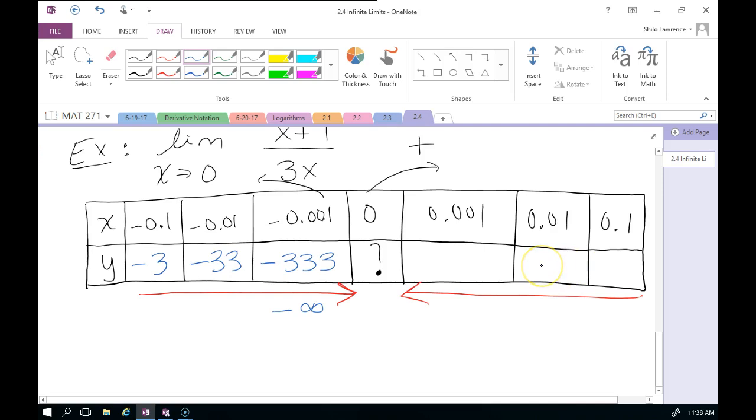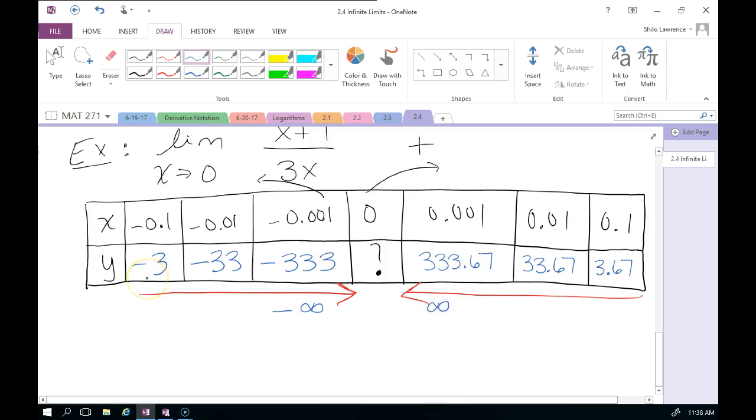As we come in from the right, when I plug in a positive tenth, I get 3.67. When I plug in a positive hundredth, I get 33.67. When I plug in a positive thousandth, I get 333.67. So these values are approaching positive infinity.